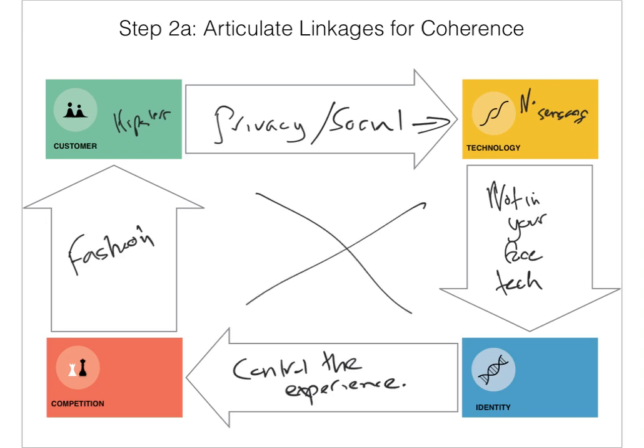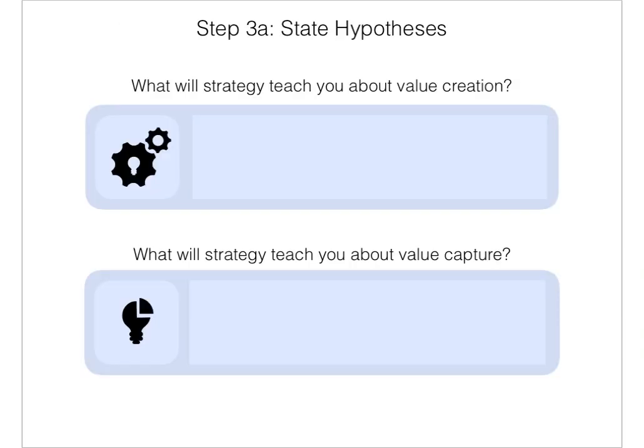Of course, you can go here and here as well. There's nothing in coherence that's to stop that. You'll then test these hypotheses about these things. Again, we're not going to emphasize that very much here, but what will this teach you about value creation? Will people wear it?